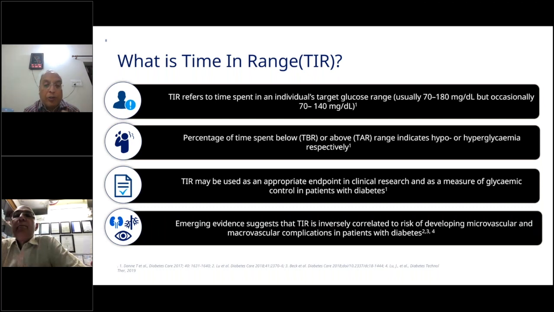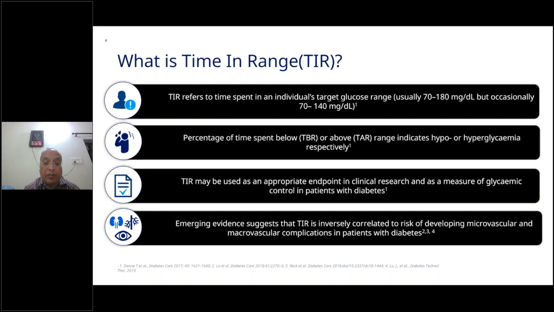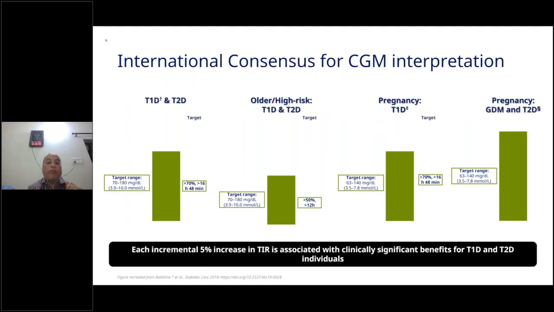Now, TIR is used as an appropriate endpoint in clinical research. Also, now it is used as a measure of better glycemic control in patients with diabetes. And now, lots of evidence has been generated in the recent past which suggests that TIR, that is time in range, is inversely related to the development of micro and macrovascular complications in patients with diabetes.